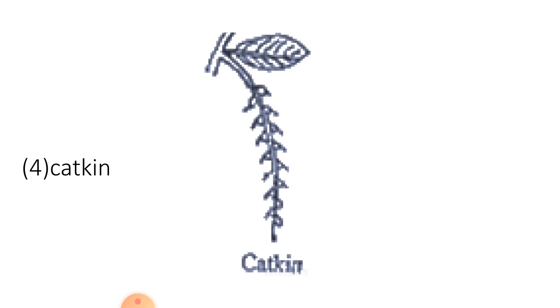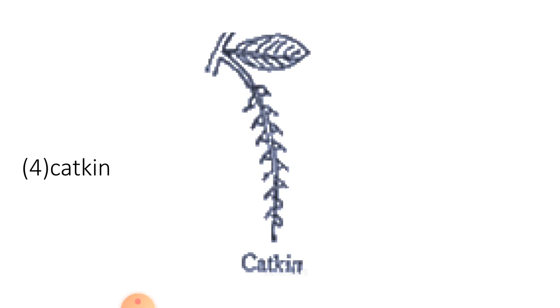Next is catkin. So far as this catkin inflorescence is concerned, it is also one of the main inflorescences. The inflorescence is compact, unisexual, hanging. It is a unisexual, often hanging spike, which matures and falls down as a single unit.